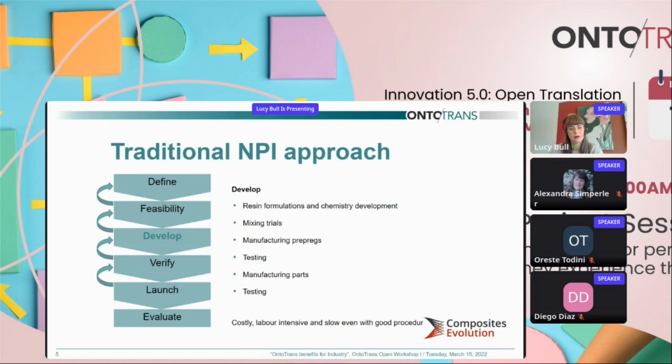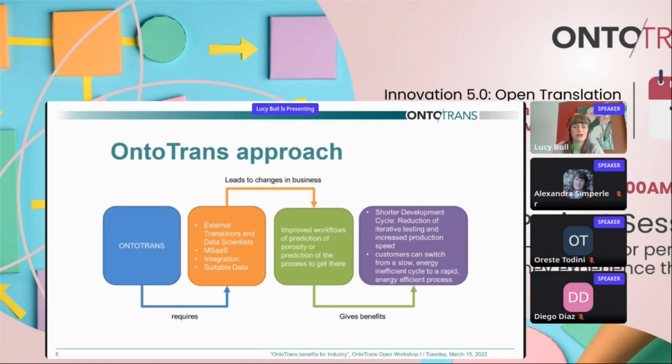If it worked, we'd then upscale again to the production line. And only then, if we're able to prove the process at this stage, would we be ready to verify the new product with selected customers. So obviously this is very costly and time consuming and slow, even with good procedures in place and a knowledgeable technical team. And this is where the OntoTrans approach comes in.